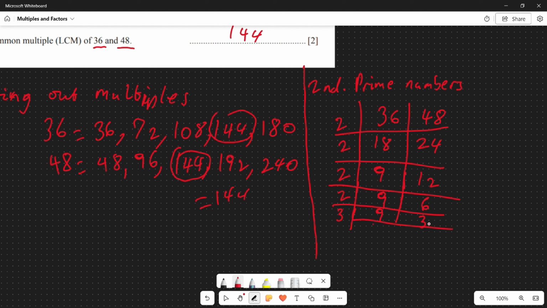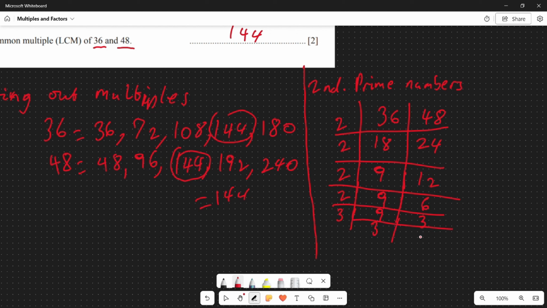So 3 can divide both 9 and 3. So 9 divided by 3 is 3, and 3 divided by 3 is 1. Now, 48 has reached 1. So we don't need to touch on 1 again. We now have to get both of them to 1 and 1. So 3 is here, and so we then divide it by 3 once again. So 3 divided by 3 is 1, and 1 will stay constant, so 1 is here.